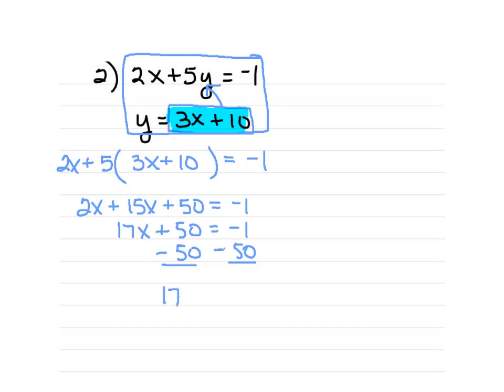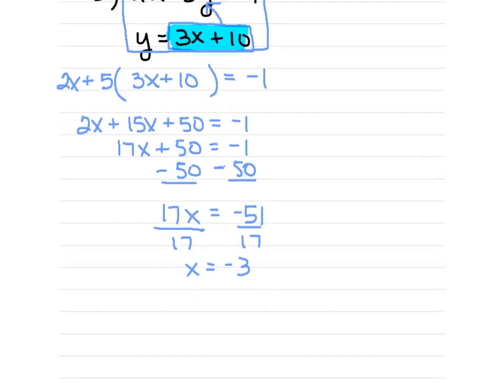So 17x is equal to negative 51. Divide both sides by 17 and you'll see that x is equal to negative 3. So x is equal to negative 3 is half of my solution. I have part of my ordered pair.